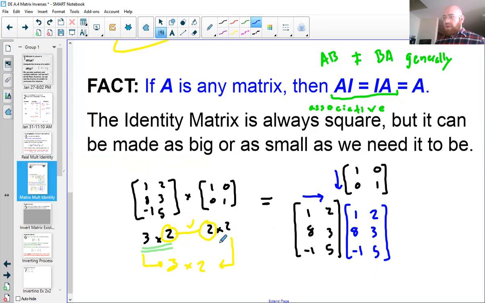This is where we're going to end this first video. In our next video, we'll start looking at how we use the idea of the identity matrix to construct the inverse of a matrix.